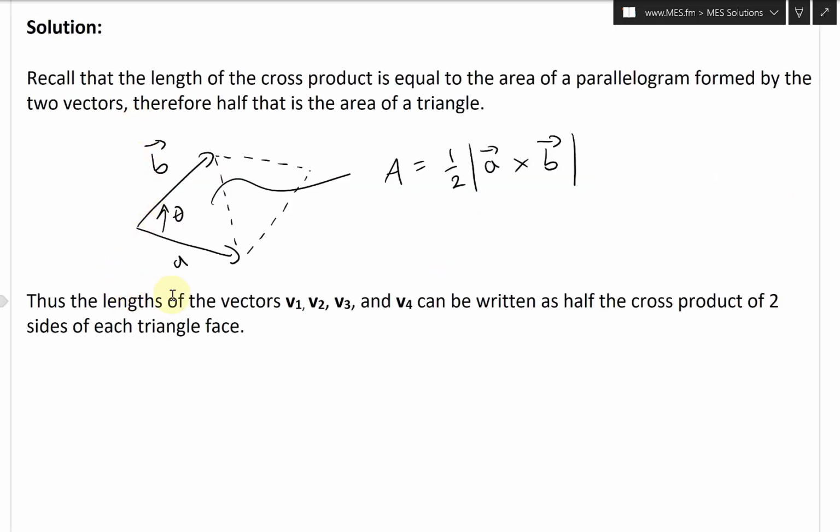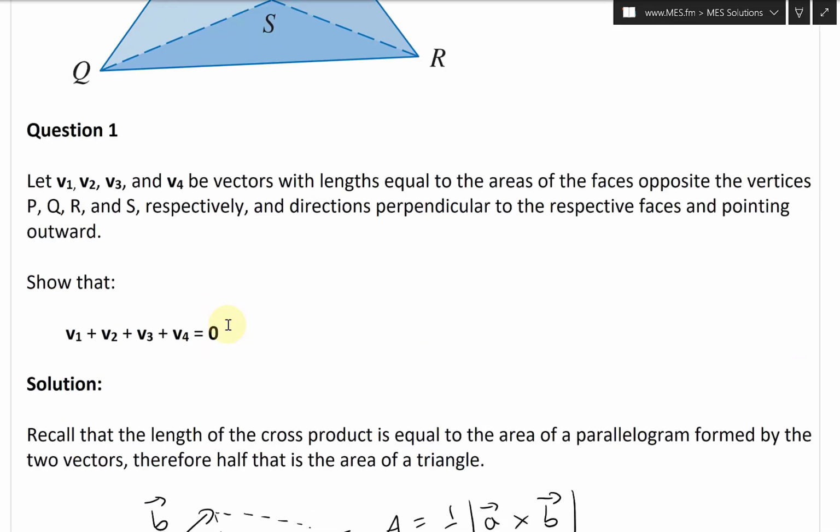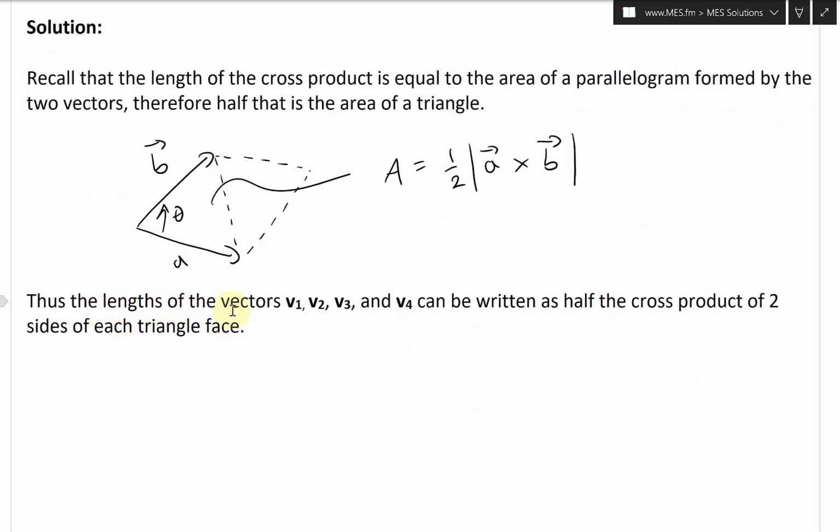Thus the lengths of the vectors V1, V2, V3, and V4 can be written as half the cross product of 2 sides of each triangular face. In other words, if you have a vector here and a vector here, then half that cross product will get this area, and that's going to be the length of one of the vectors. So let's take a look at this.